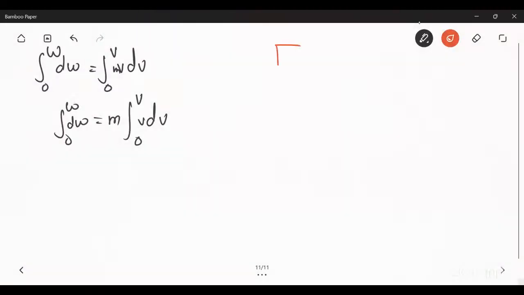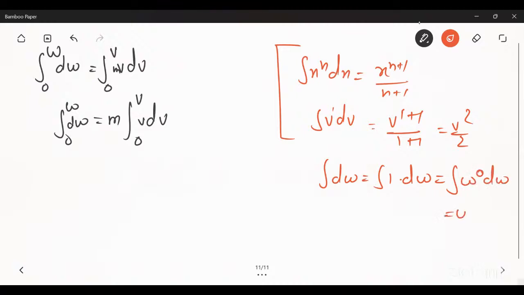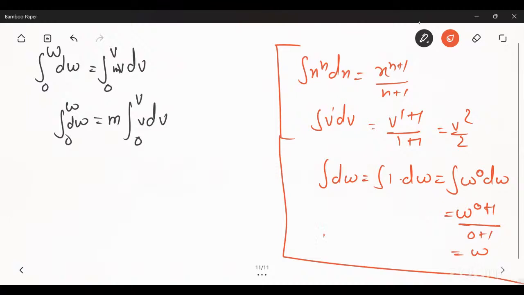We know that the formula for the integration of x to the power n dx is x to the power n plus 1 upon n plus 1. Now come to v dv. In that case we have power 1, so v to the power 1 plus 1 upon 1 plus 1 is equal to v square by 2. And integration of dW, we can write as 1 into dW, or we can write 1 as W to the power 0. If I apply the formula, W to the power 0 plus 1 upon 0 plus 1, so W will be the answer. Or you can simply say that integration is the reverse of differentiation, so you will get W.